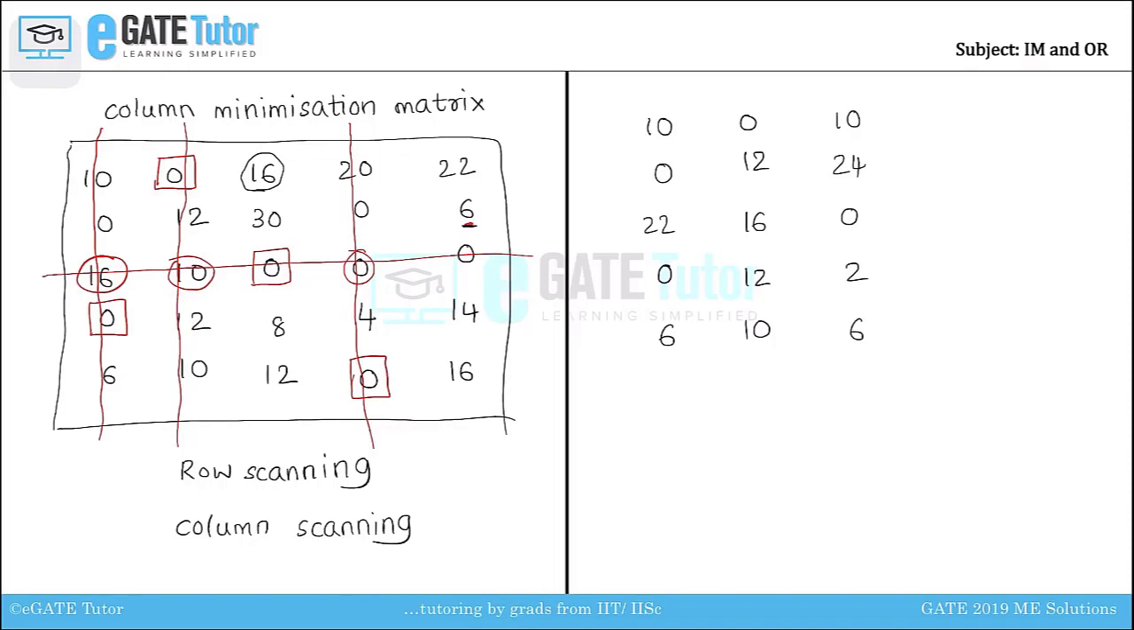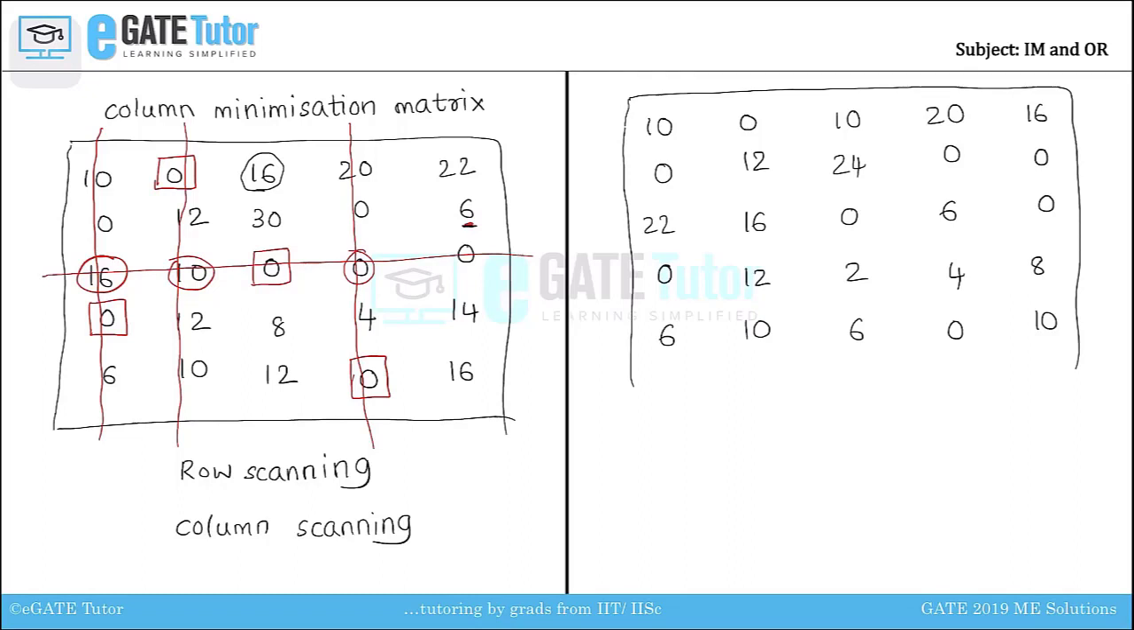Coming to the fourth column, it remains as it is, 20, 0, and the intersection element will be added up with 6, 4 and 0. Coming to the last column, it will be 6. Okay, so this becomes another matrix which is obtained after optimization of the solution. Again, the next step is to perform row scanning and column scanning. First, let us start with row scanning.